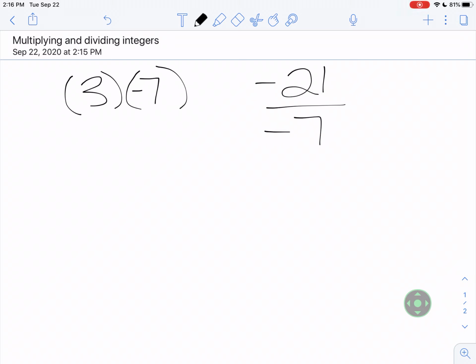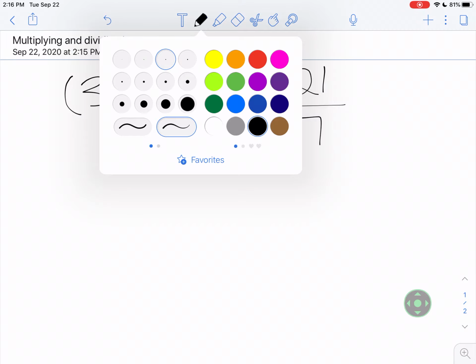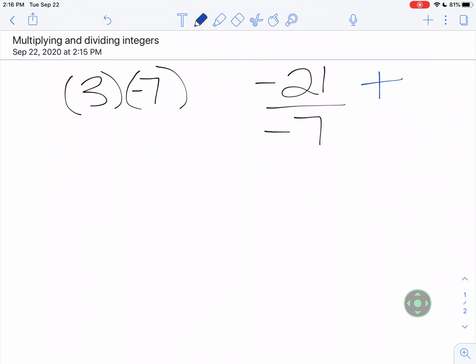In this video, we're going to talk about multiplying and dividing integers. So the first thing we want to do is color code our questions a little bit. In this video, we are going to say that blue is positive and red is negative. When I look at my questions, I need to understand if it's asking me to multiply or divide.